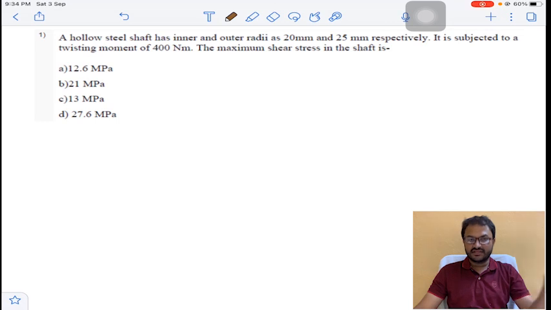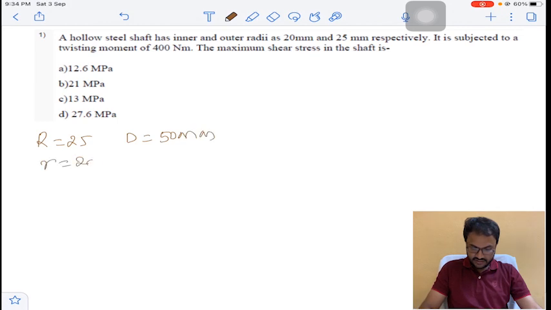The first question is, a hollow steel shaft has inner and outer radii as 20 mm and 25 mm. So the outer radius is 25 mm, so the diameter will become 50 mm. Small r is 20, small d is 40 mm. It is subjected to a twisting moment T is equal to 400 Newton meter.